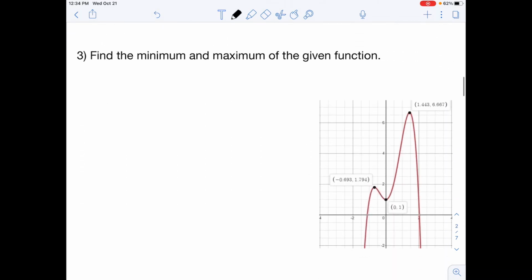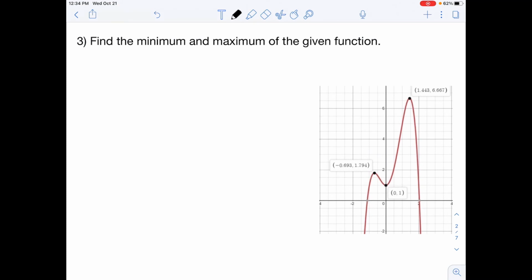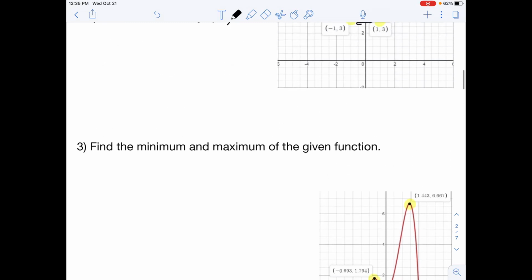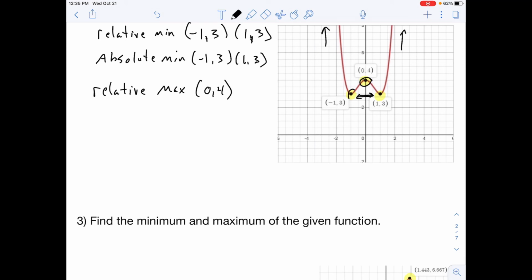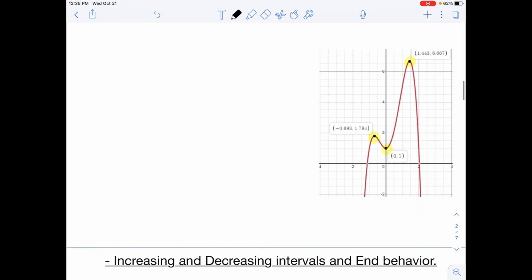All right, let's look at one more. So here we go. We have another function. Go ahead and highlight these points. And I'm going to basically round, because I'm not going to list all these decimal values. This is a little bit different from before. We actually have two relative maxes, and only one of them is an absolute max. Going back to this here, look, these two were both relative mins, but because they were on the same y value, they were both absolute mins.